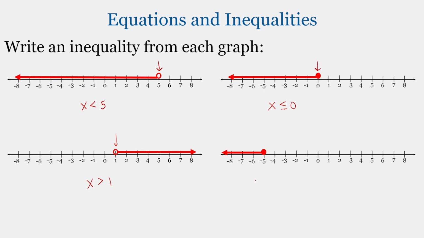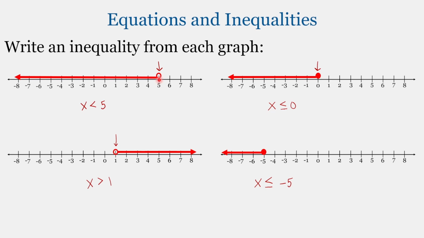And then finally, again, unknown of x. The number is negative 5, where the circle or dot is. The left side is shaded, so that's going to be less than. We have a closed circle, so that indicates equality is possible. So we have x less than or equal to negative 5.